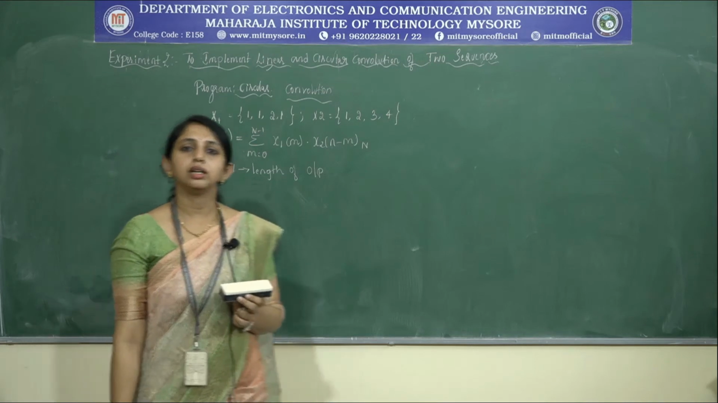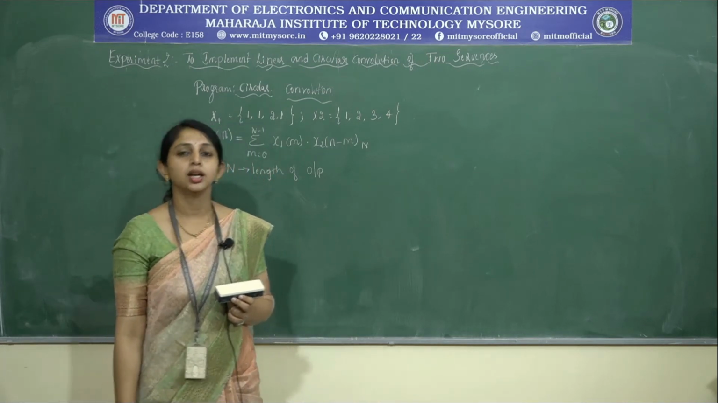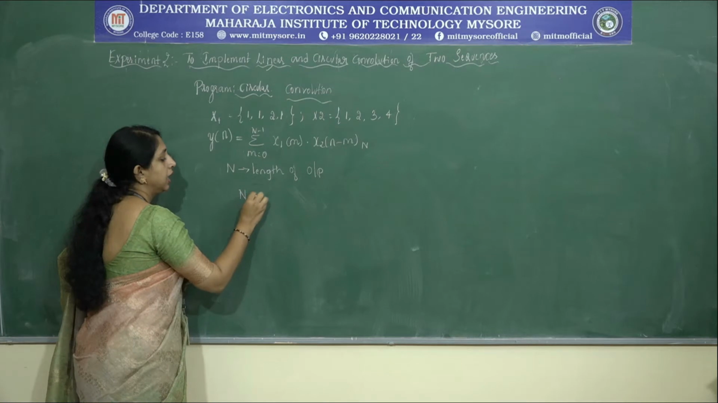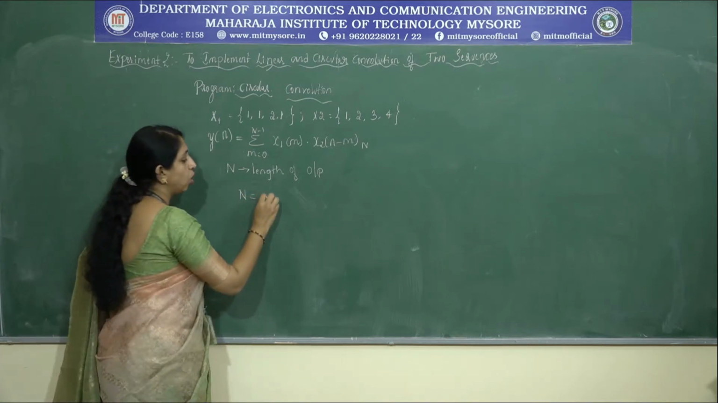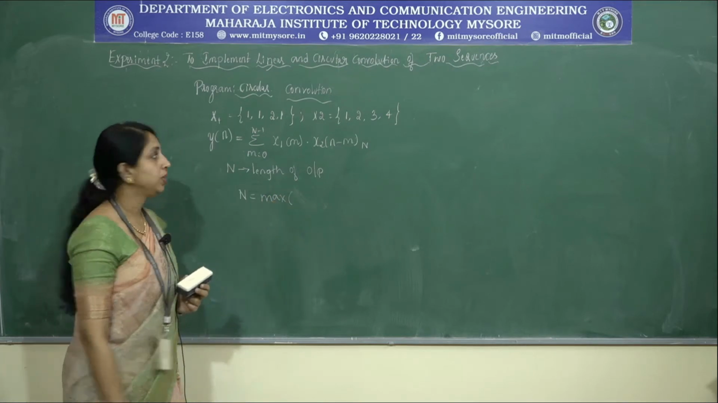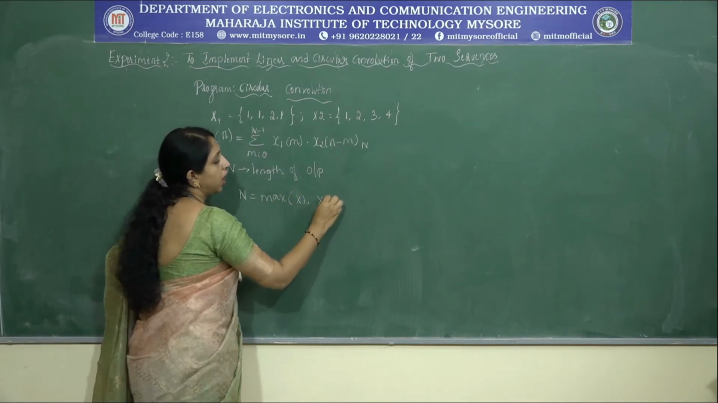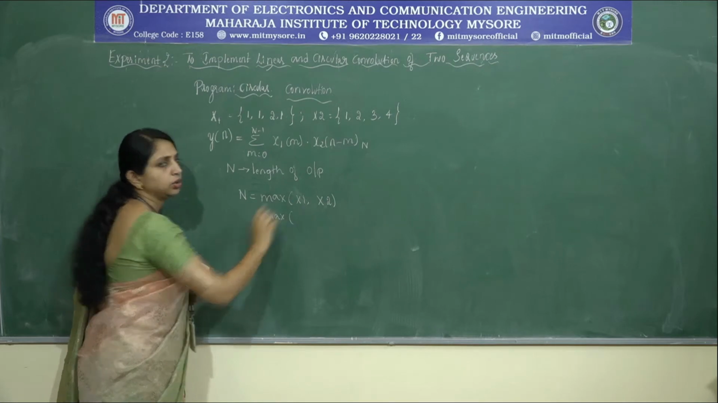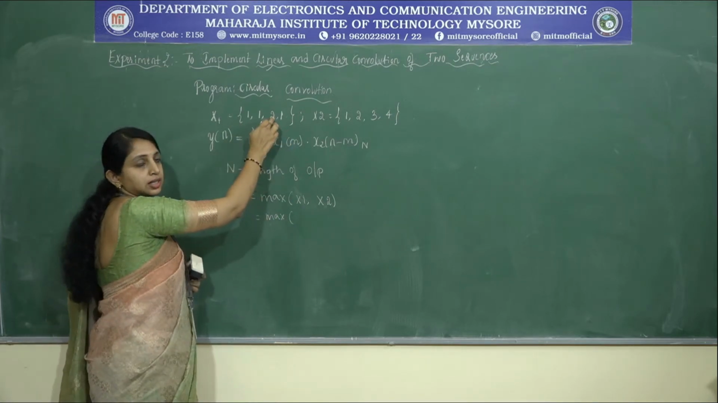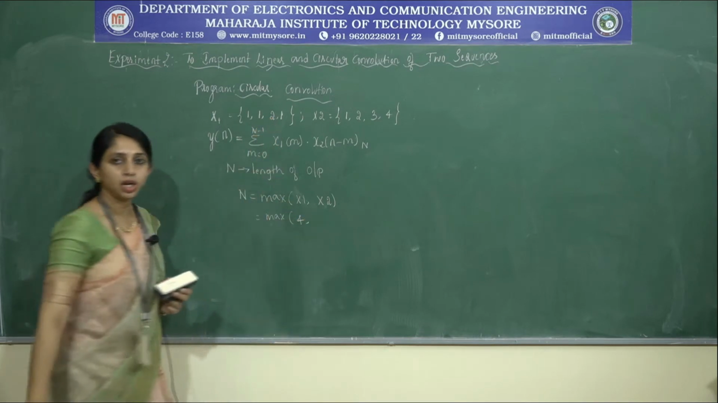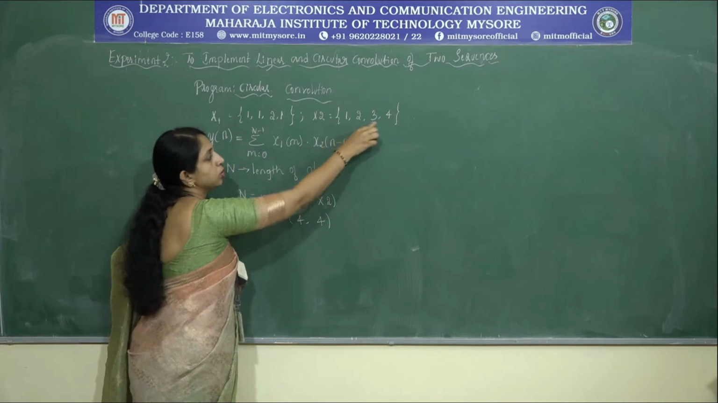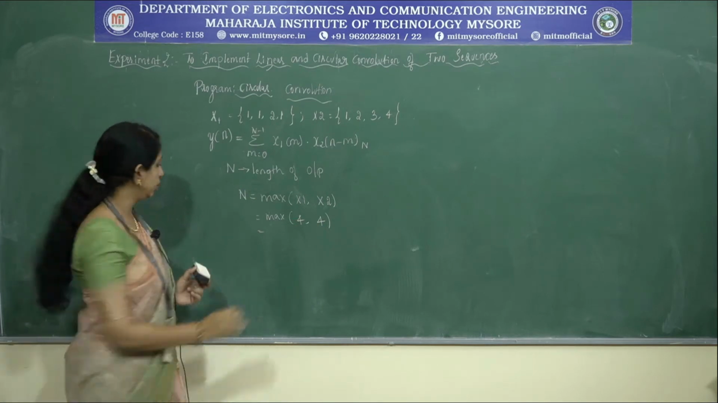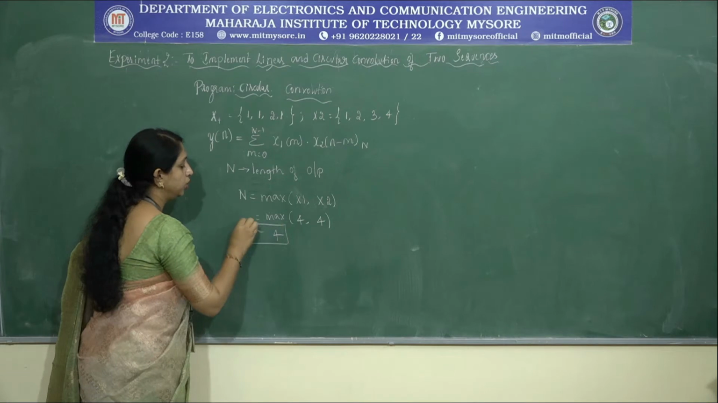Now how to get the length of the output in the case of circular convolution? In circular convolution, capital N will be the max of the length of the first input, comma, the length of the second input. In the length of x1, it is equal to 4 since it has 4 values. In the second sequence also we have 4 values. What is the maximum of 4 comma 4? Obviously it will be equal to 4. Then the output length is equal to 4.